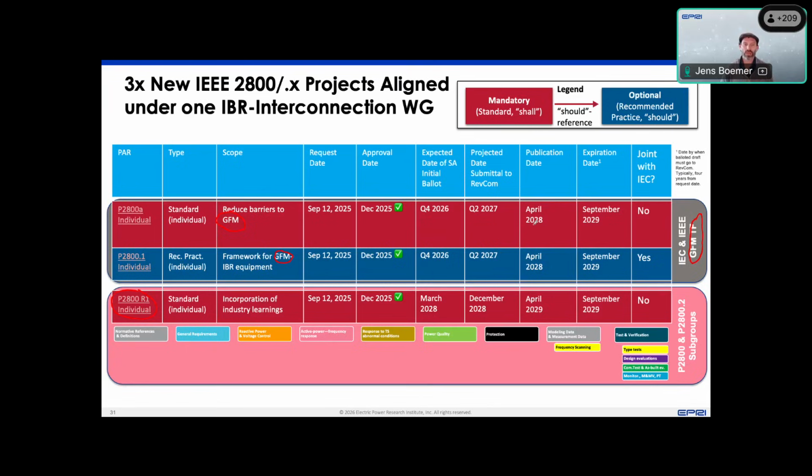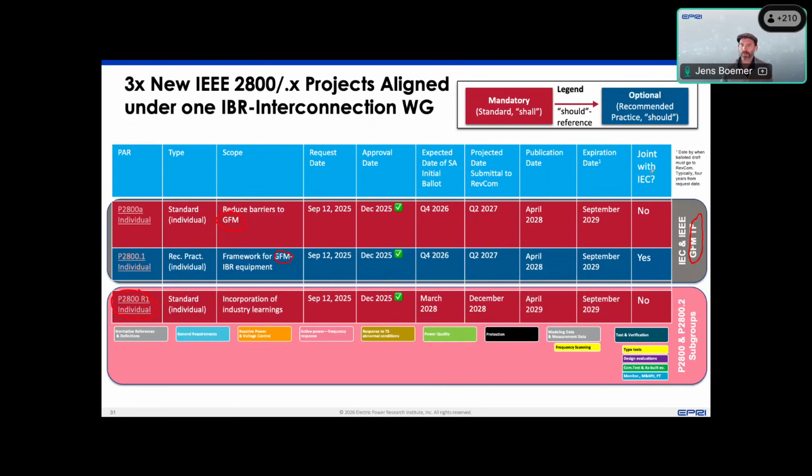But once we get closer to the formal SA ballot process by the Standards Association, that's when you would have to become a Standards Association member in order to vote on the standard. But for now, we encourage literally anyone to join the process who has subject matter expertise and time to contribute to this process. Now, we'll hear a little bit more about the possibility to develop a joint standard with IEC.